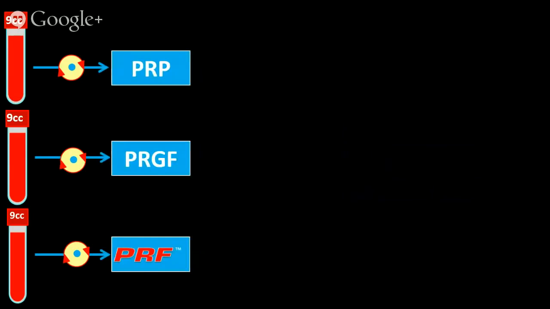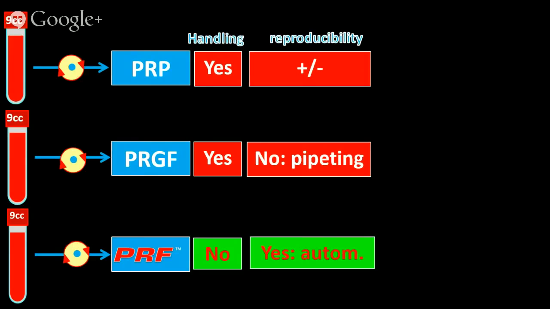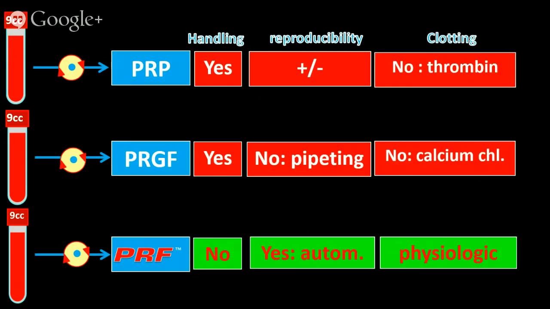The difference is coming from the handling first. In the PRF, we have no handling. Why? Because we put the blood in the tube and we leave it to coagulate physiologically. We don't need to handle any product. And if we have no handling, the reproducibility will be better. And clotting is physiologic. We don't need to add any kind of product to get a clot.